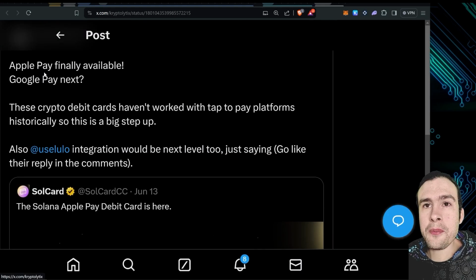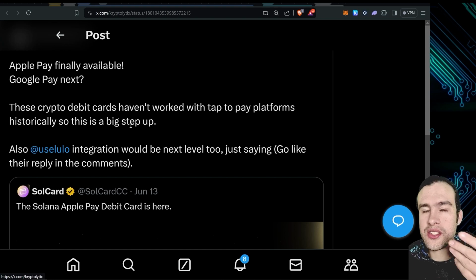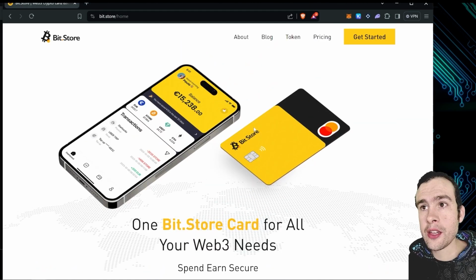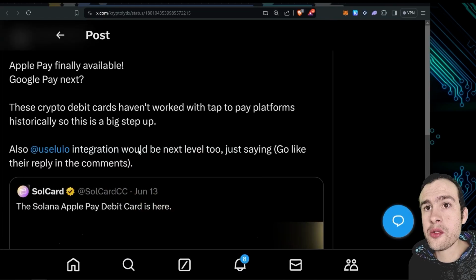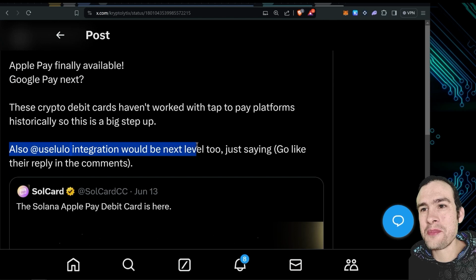So we've got Apple Pay finally available on the SOLC card, as I mentioned before. These crypto debit cards haven't worked with tap to pay platforms historically, so this is a big step. I've mentioned a few of these crypto cards in the past. SOLC was one of them, and the other one I've mentioned before was BitStore. Now SOLC actually works with Apple Pay, so maybe Google Pay is next. Who knows? I guess we'll have to see. Maybe they work towards it. Also, Lulo integration would be a next level too.